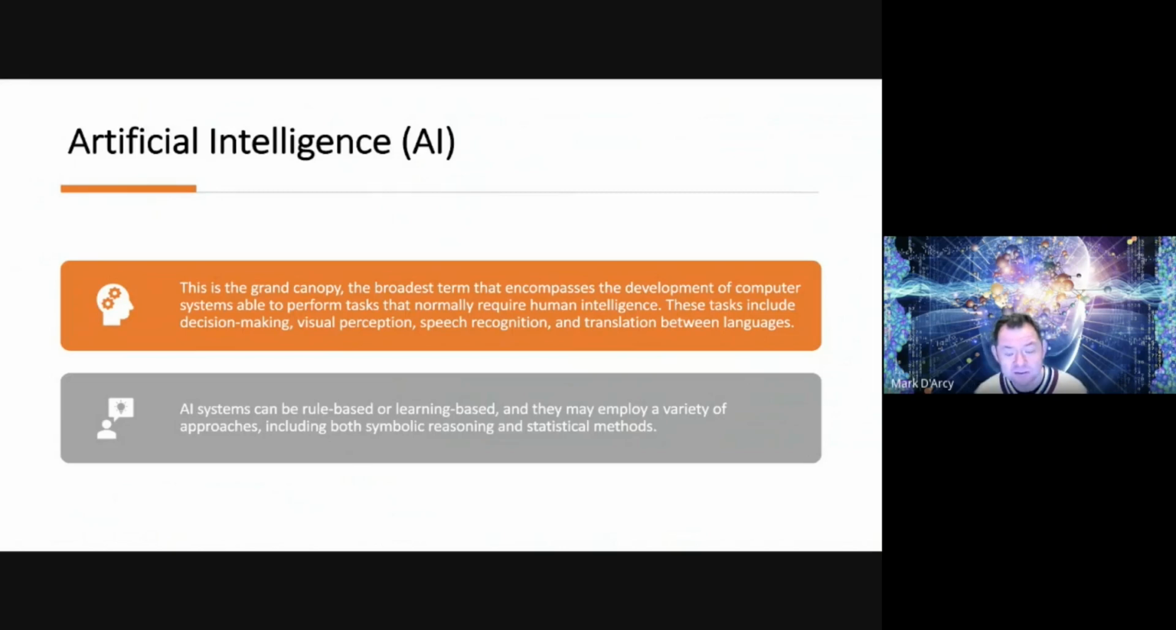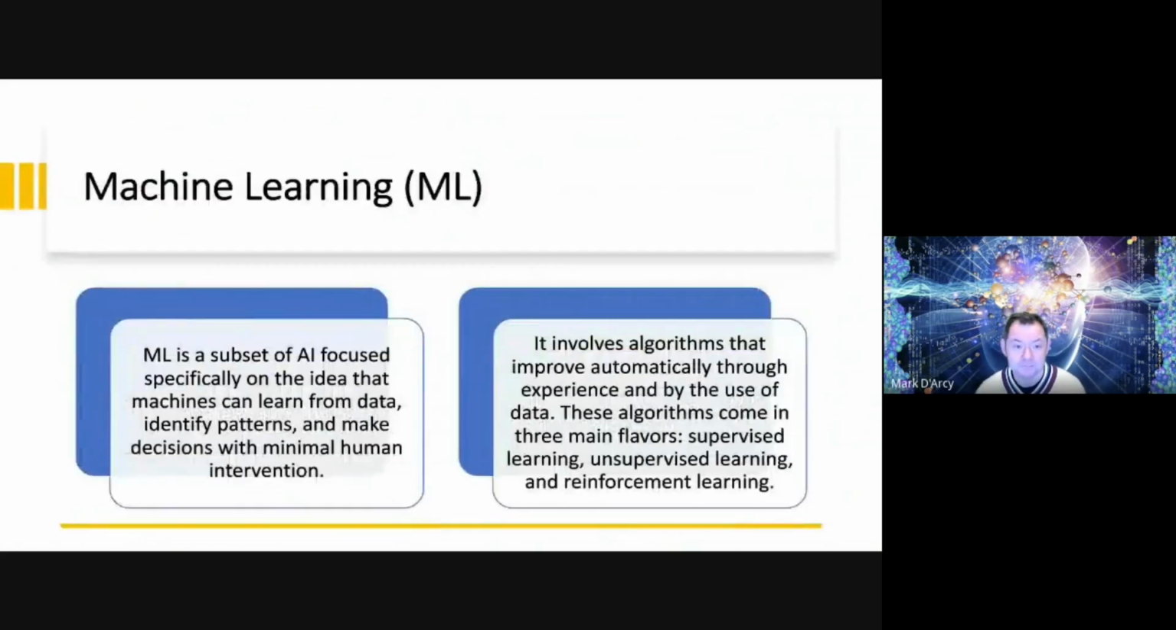So let's start with a general definition of artificial intelligence. The broadest term that encompasses the development of computer systems to perform tasks that normally require human intelligence is AI. So AI basically does something that would normally be done by a human. Its purpose is to perform a task, some sort of behavior, some sort of function that normally would be performed by a human. These tasks include decision-making, visual perception, speech recognition, and translation between languages. AI systems can be rule-based or learning-based, and they may employ a variety of approaches, including both symbolic reasoning and statistical methods.